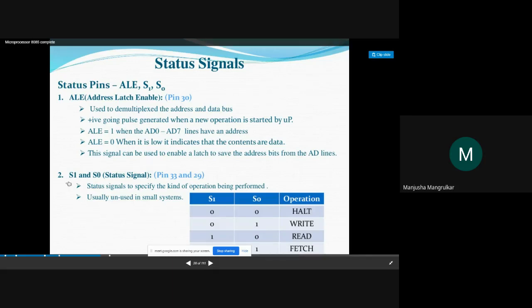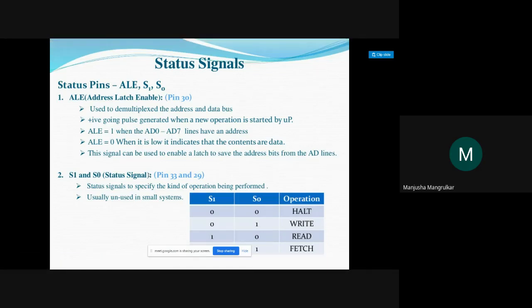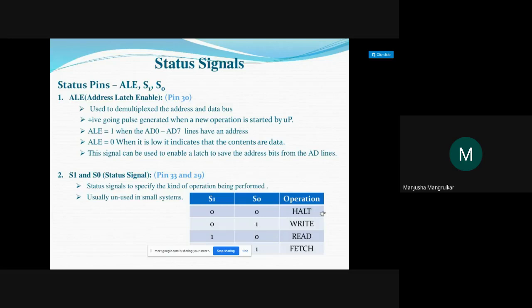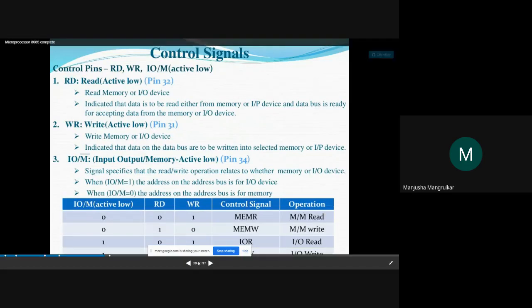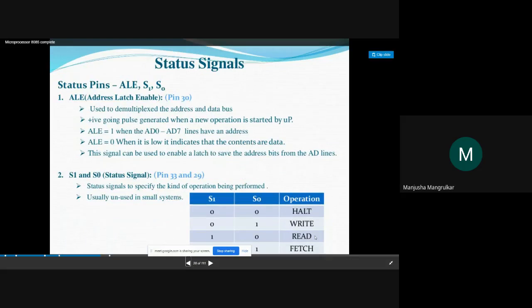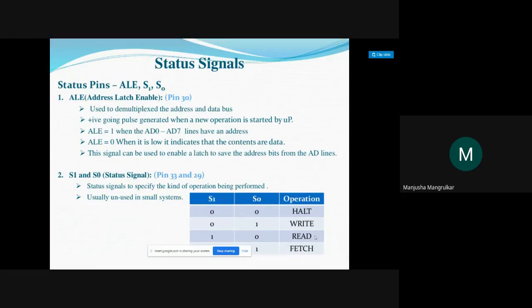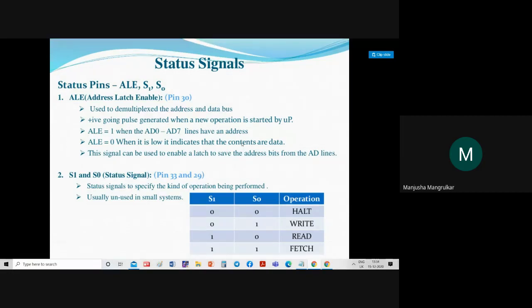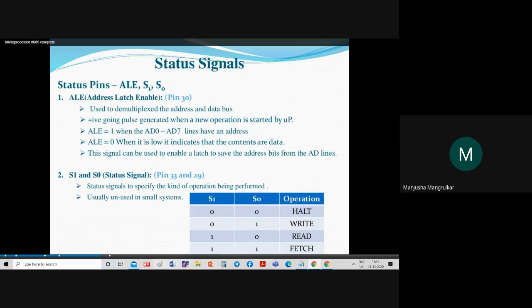The second is the status signals, S1 and S0. They give the status of what the microprocessor is performing now. If both are 0, 0, the processor is in halt mode. If it is 0, 1, the processor is in writing mode. If it is 1, 0, the processor is in data reading mode. And if it is 1, 1, the processor is in fetch mode, fetching an instruction and giving it to the instruction decoder, as we have seen in yesterday's and the day before yesterday's lectures. So these are the status signals.